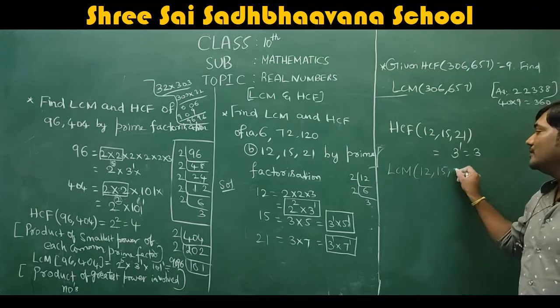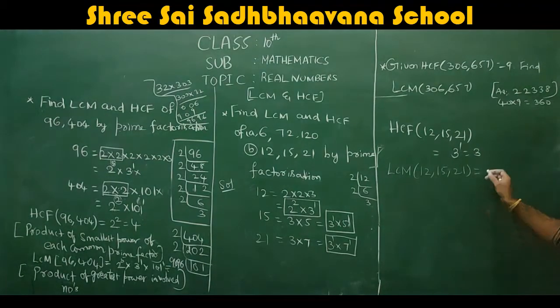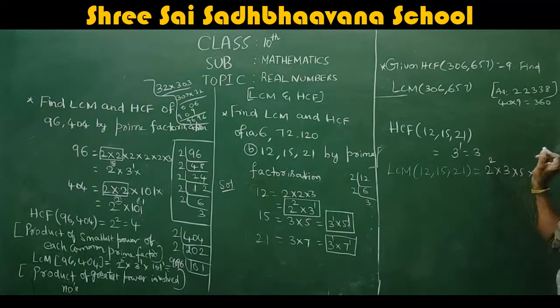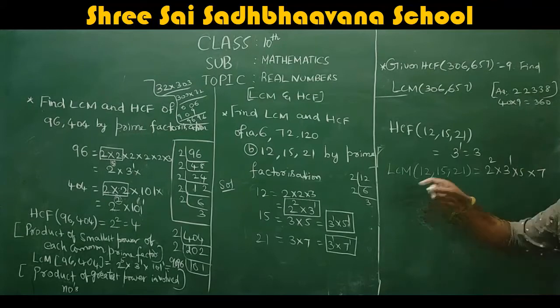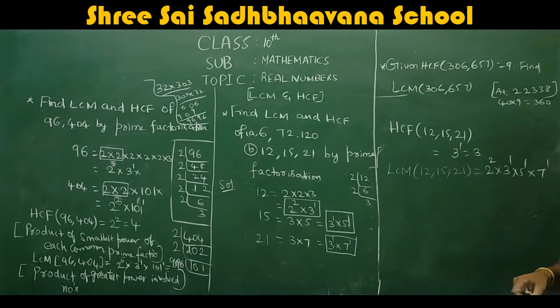To find the LCM, what is the first thing we have to do? Write all the numbers in multiplied form. What are the numbers we have? 2, 3, 5, 7. So 2 into 3 into 5 into 7. Now the greatest power. First go with 2. What is the greatest power of 2? Square, write it. What is the greatest power of 3? 1 only. What is the greatest power of 5? 1 only, 5 power 1. 7 power also 1.